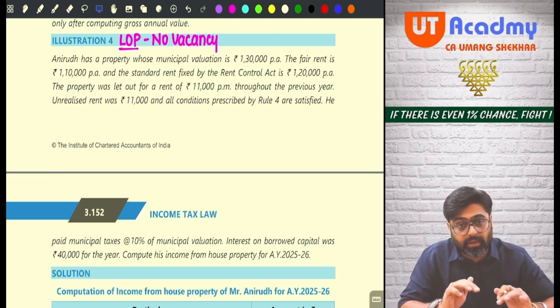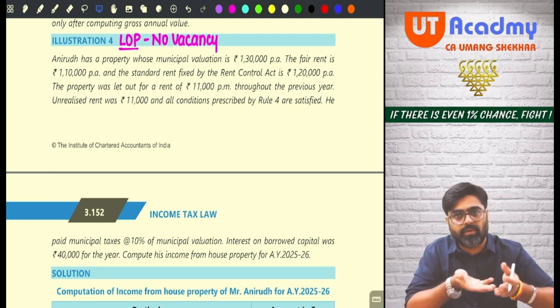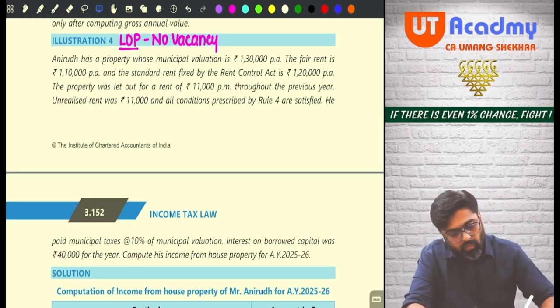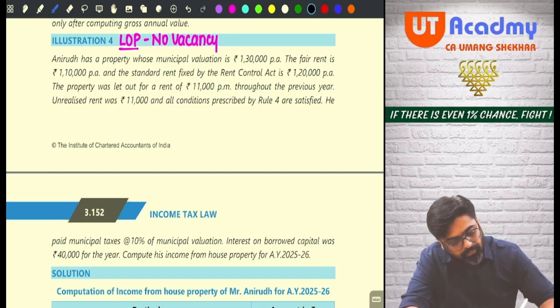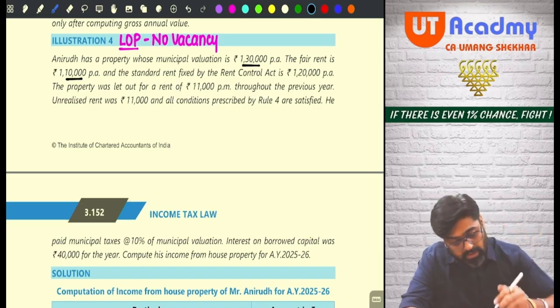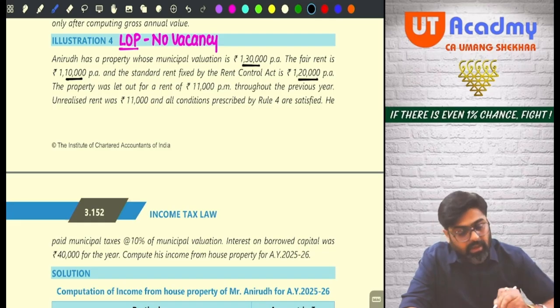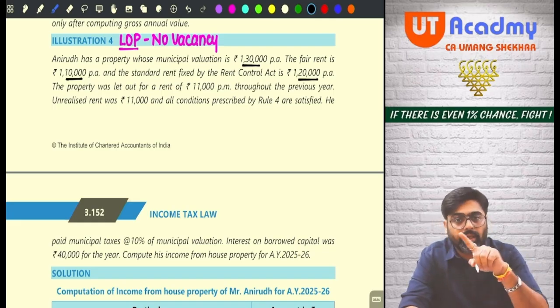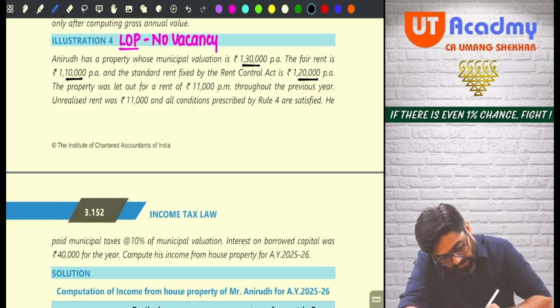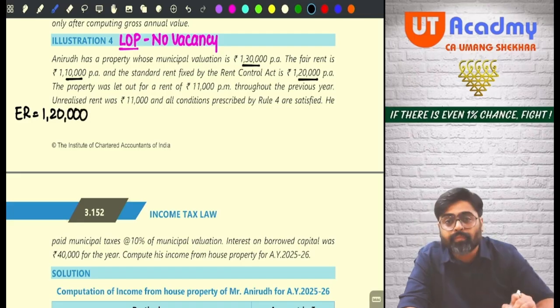Now tell me one thing. Whatever interest is there, is this interest for this let out property? Yes, that will be allowed fully. Very simple question. What we are going to do, we are supposed to take municipal value 1,30,000, fair rent 1,10,000, whichever is higher, 1,30,000. Yes or no? Then we will take standard rent 1,20,000, so higher amount 1,30,000 or standard rent 1,20,000, whichever is lower. So can I say my expected rent here will be 1,20,000, friends, everyone.